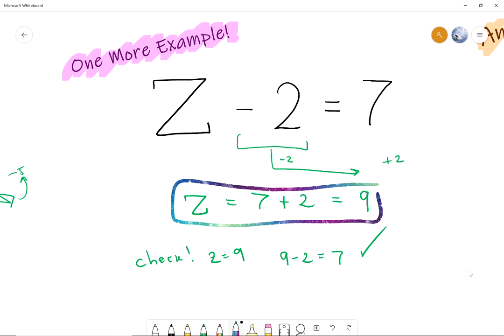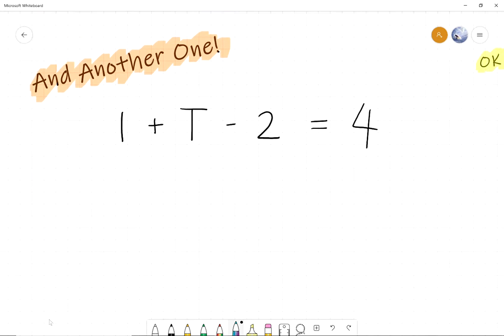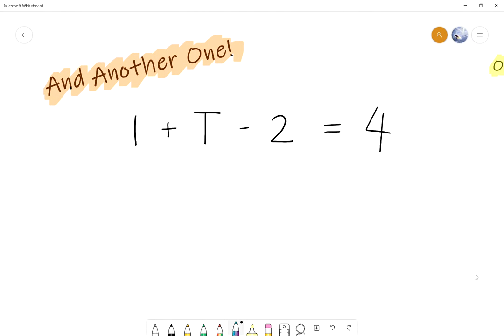All right, let's try another one. Natalie, so now I want to solve for t. How can I solve for t? We can bring the minus 2 over to the other side as plus 2. So in the first step, I'm going to move this minus 2 to the other side. So what equation do I get now? 1 plus t equals 4 plus 2. Great. Okay, and then what else can I do?